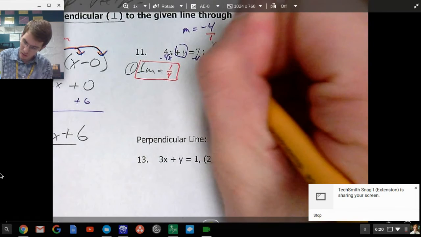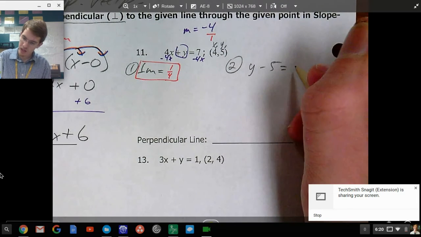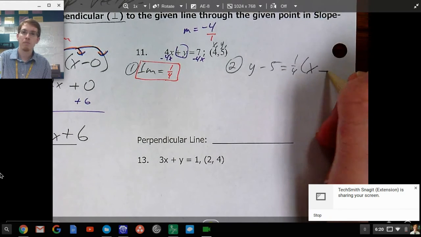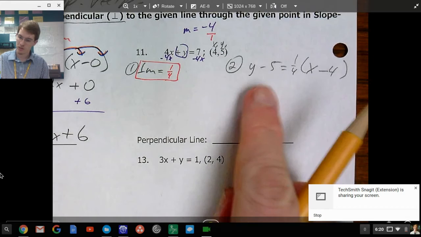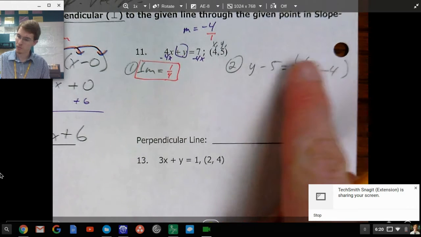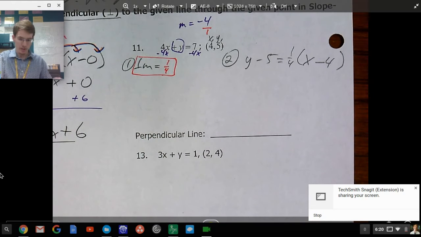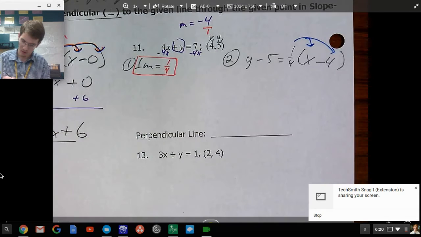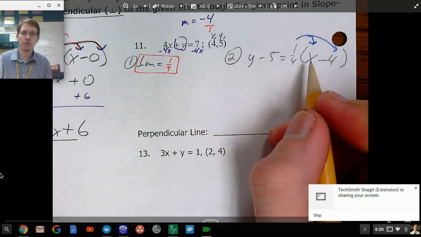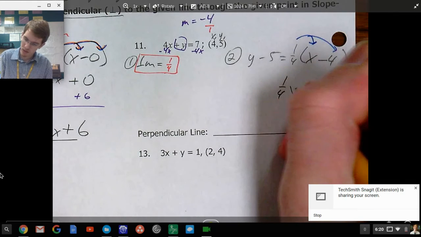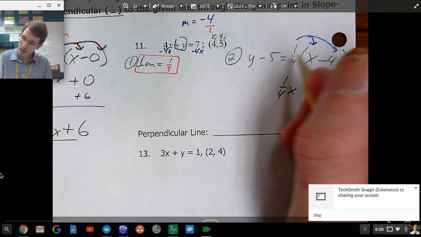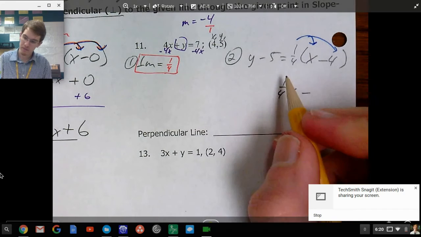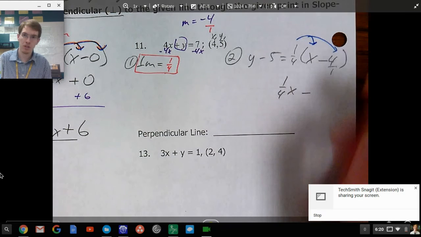All right, so x1, y1, let's have y minus 5 equals m, which now is 1/4, times x minus 4. So there's my y1, my x1, my slope that we found. Okay, and now to distribute, as we keep doing, make sure you distribute to everything. 1/4 times x doesn't get any more straightforward, just 1/4 x. Positive 1/4 times a -4 is negative. Actually, 4 goes into both of those, so we just get -1.